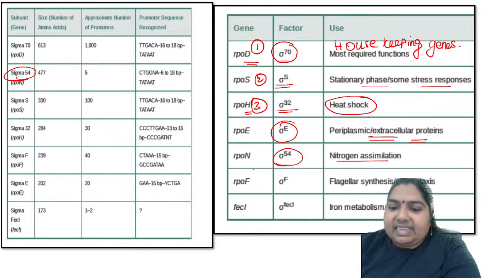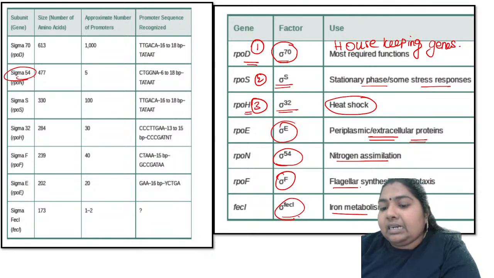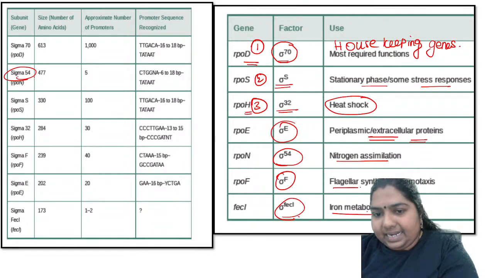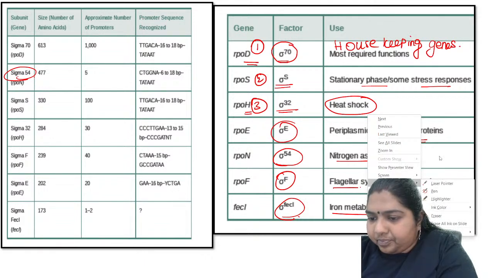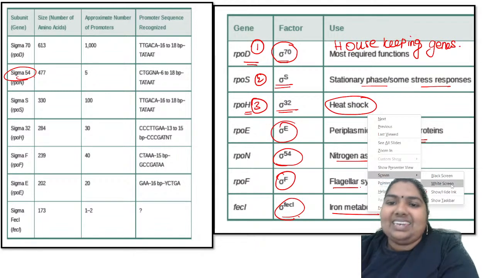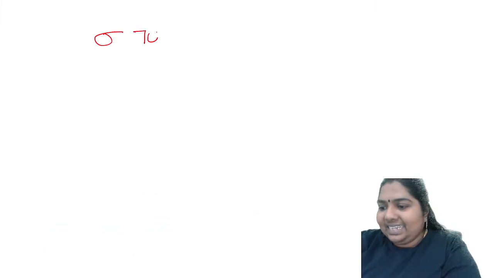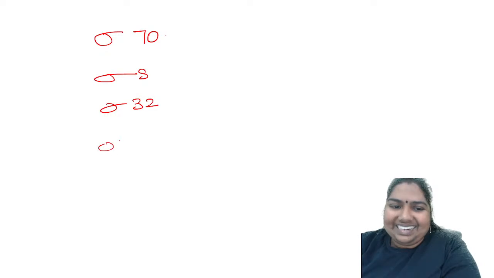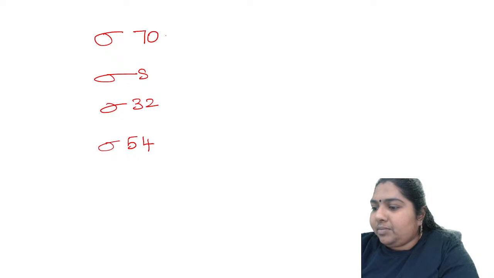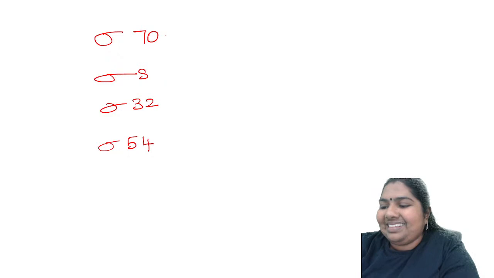Sigma F is for flagella. Sigma FecI is for iron metabolism. Everybody, shall we try to recollect it one more time? Sigma 70, sigma S, sigma 32. What else did we learn? Sigma 54. What else did you remember?